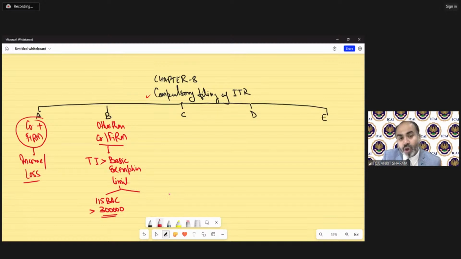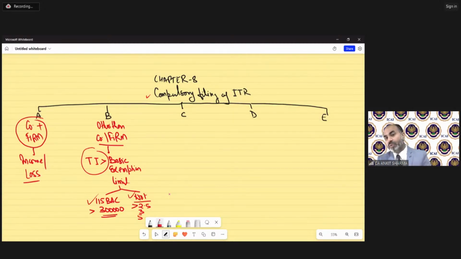And if you are not opting for 115BAC, in that case, the basic exemption limit will be 2.5 lakh, 3 lakh, or 5 lakh, depending upon the individual. If he is a senior citizen, then 3 lakh. Super senior citizen, then 5 lakh. And for others, it's 2.5 lakh. So if your total income exceeds these limits, then you have to file an income tax return.